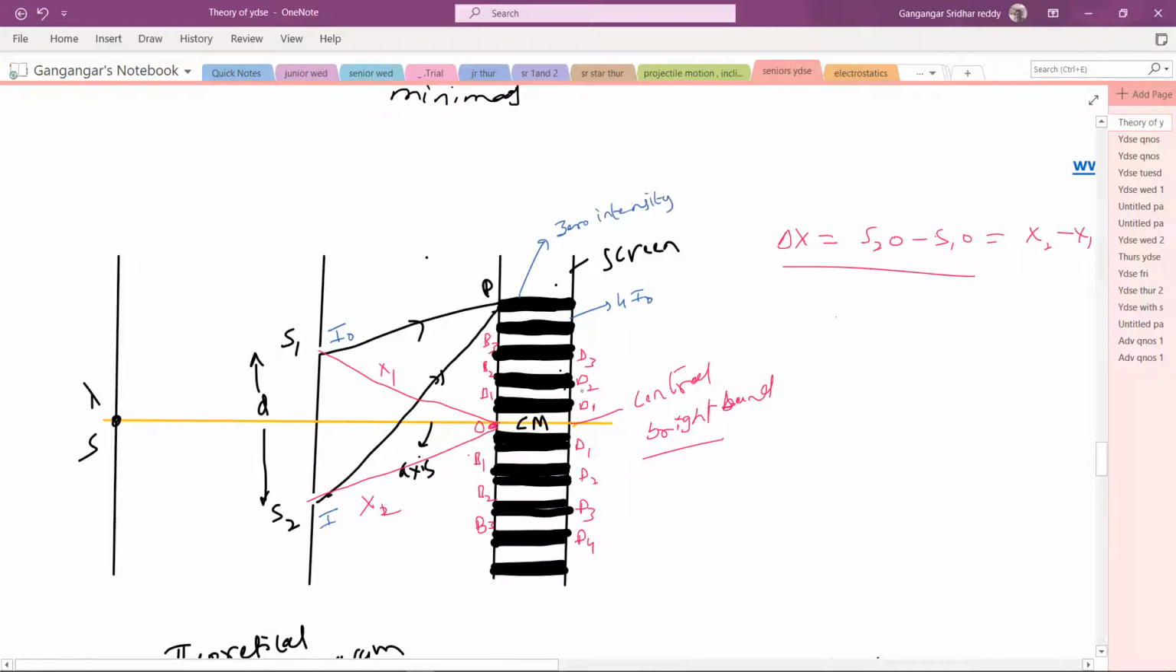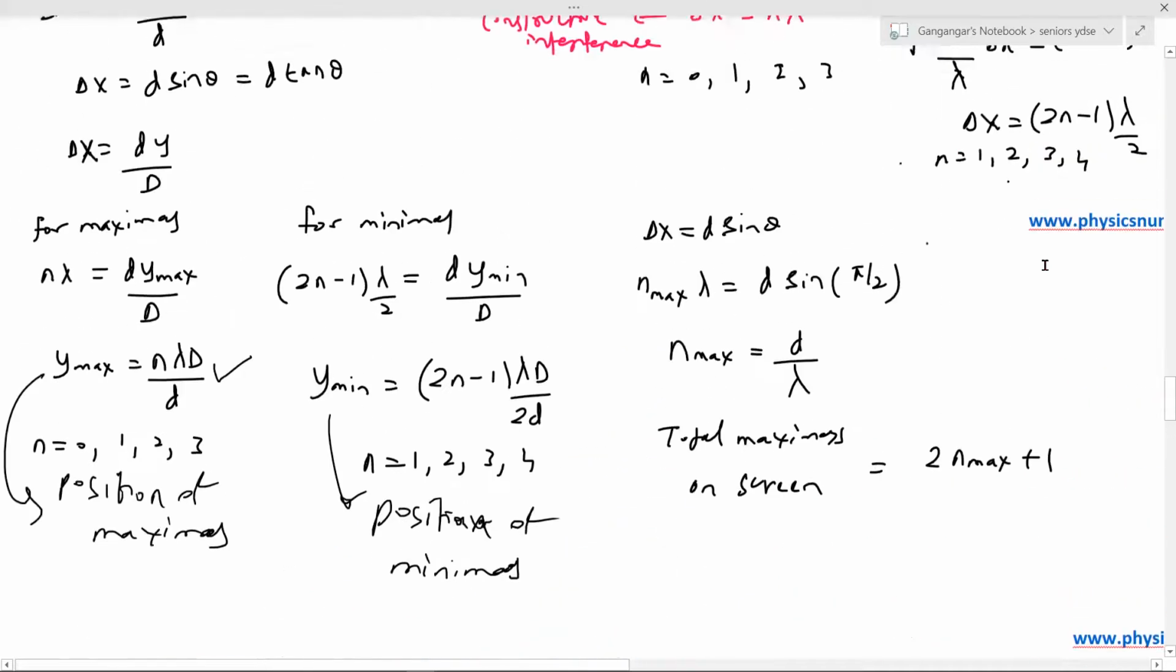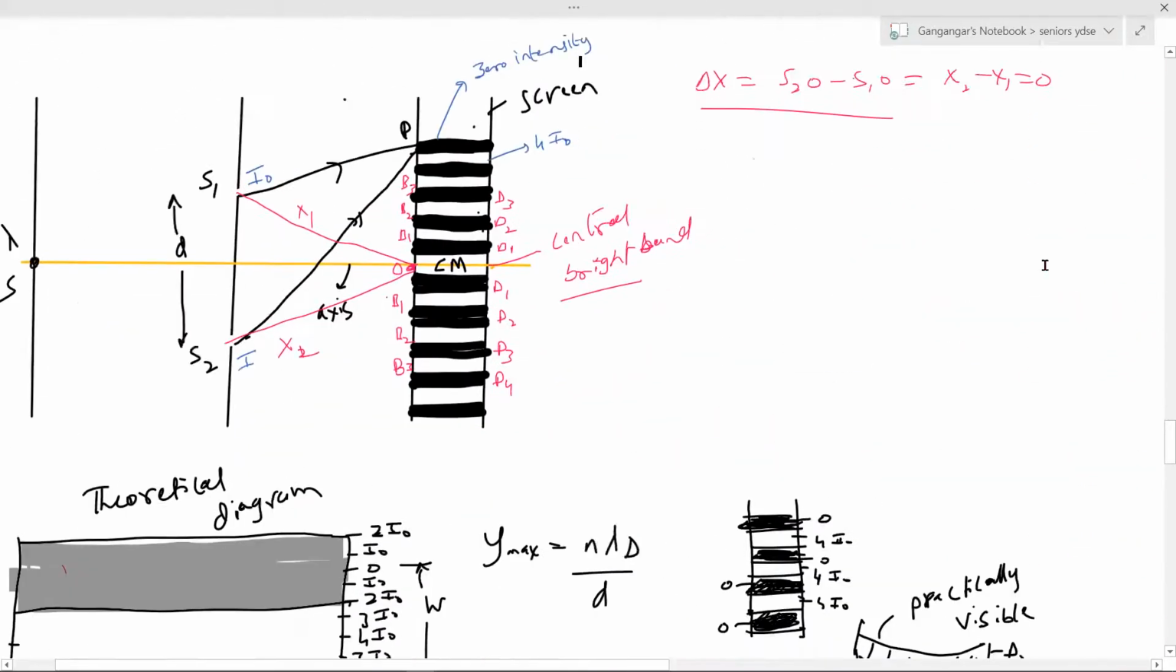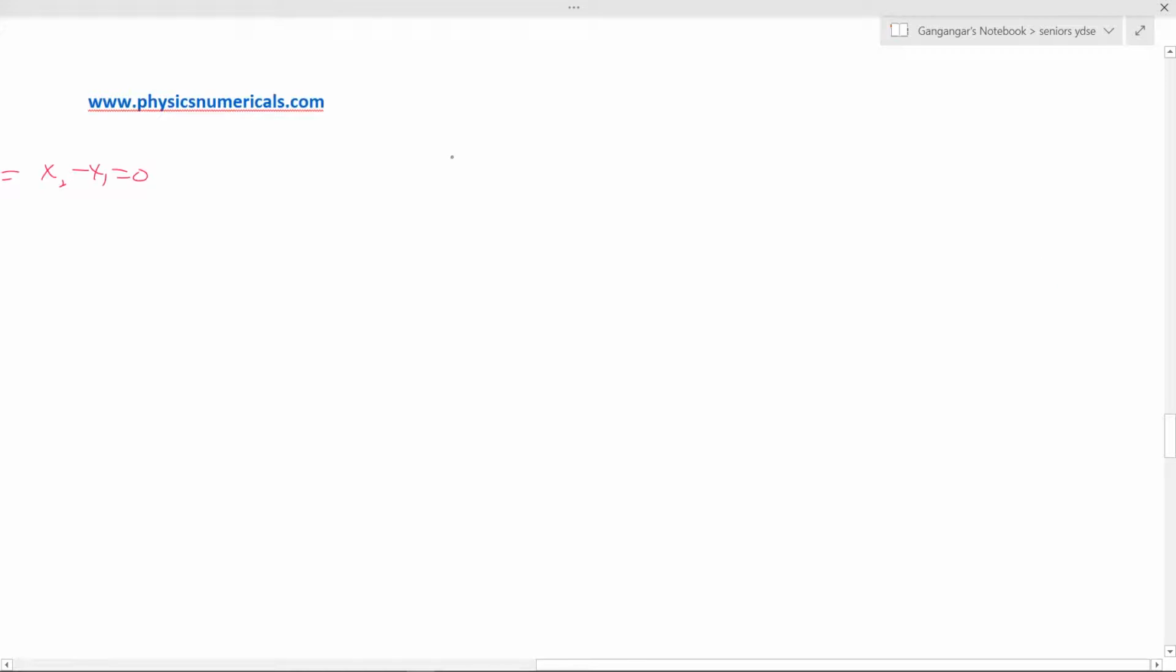This will be a little bit difficult for students. Sir, how come 4 I naught? Okay, let's do one thing. Let's have a small, very simplified discussion. So these are the slits.